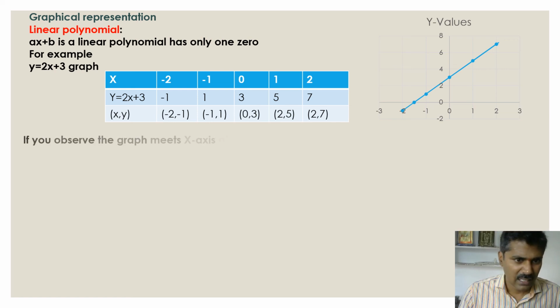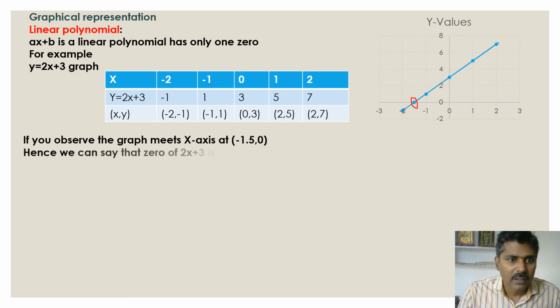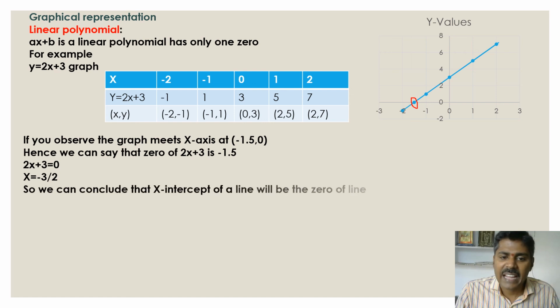So if you observe this, the graph meets the x-axis at minus 1.5 comma 0. This is the point where you will get minus 1.5 comma 0. That means we can say that the zero of 2x plus 3 is minus 1.5 because y becomes 0. Y means 2x plus 3 becomes 0. 2x plus 3 becomes 0 at x equal to minus 1.5. So hence from the graph we can say that the zero of 2x plus 3 is minus 1.5. If you observe, in general 2x plus 3 equal to 0 gives x equal to minus 3 by 2. Both are the same. So by observing that, the x-intercept of a line will be the zero of that polynomial.